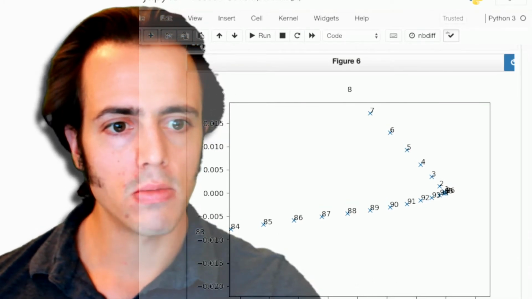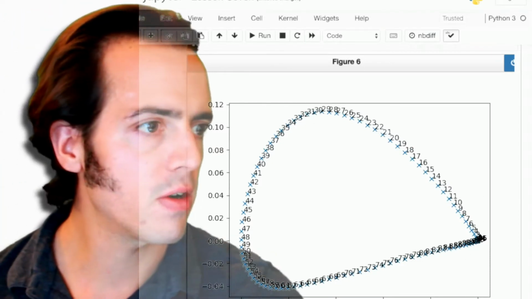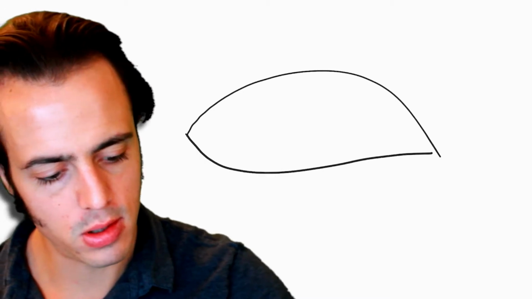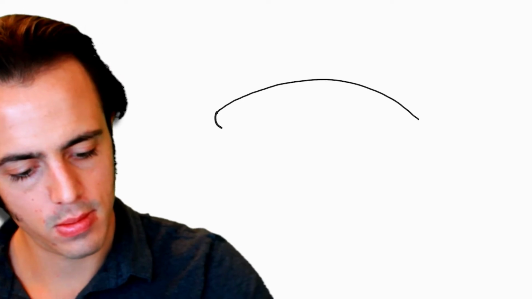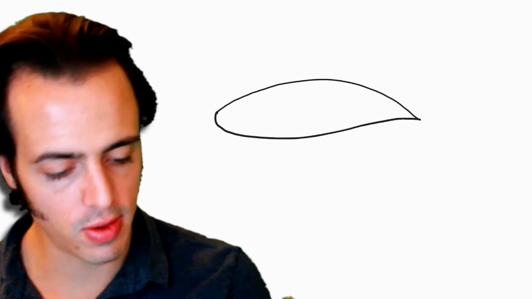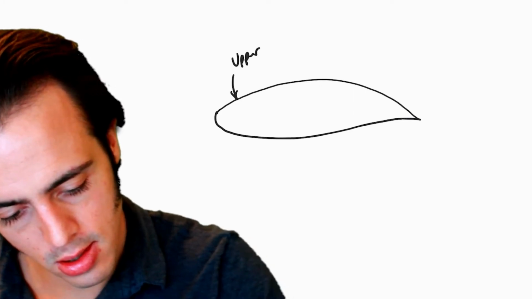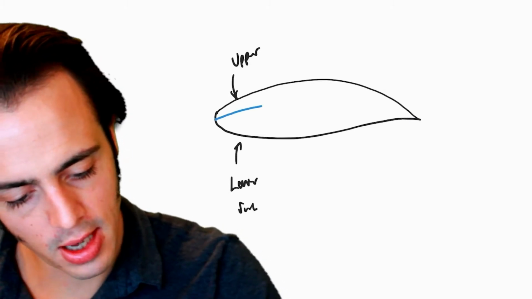So let's think about what we actually want to do with these data. Let's move this off. If we have an aerofoil, then that was a terrible aerofoil. Let's draw that again. Not much better. Let's try again a third time. That's slightly better. Okay, so this is our aerofoil. Remember, we've got the upper surface and we've got the lower surface, and what we've got in the middle is the camber line.